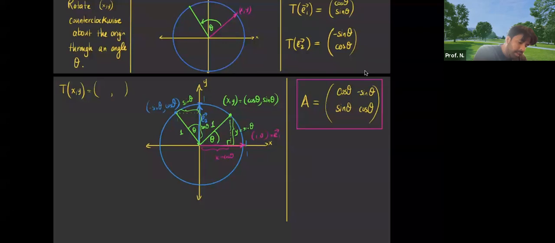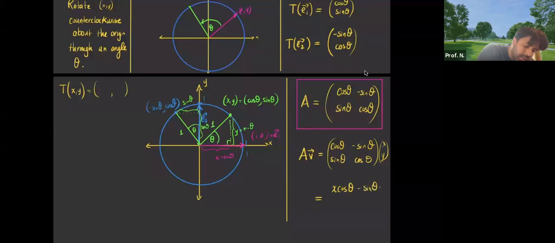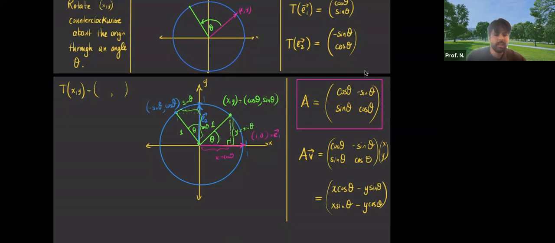So whenever you apply a vector to this matrix A, what would you get? You get cosine theta, negative sine theta, sine theta, cosine theta, and I'm multiplying this by x, y for a given vector. So the result would be what? x cosine theta minus sine theta y, and x sine theta plus y cosine theta. Let me write this y in front.